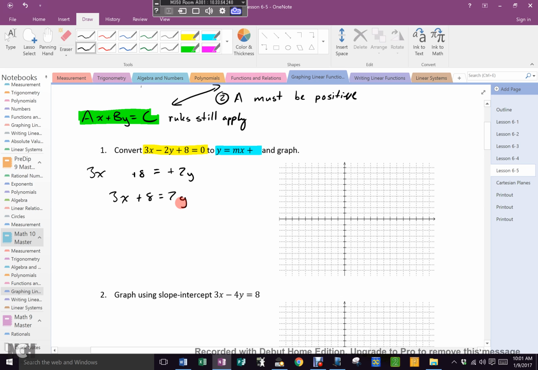What's the last thing I need to do? Divide by 2 to get y by itself. What else divides by 2? Everything. Hey, 3 doesn't divide by 2, so I leave it as a fraction. 3 over 2x plus 4 equals y. Wait a minute. That I can graph without even thinking about, can't I? Where do I go? 4 on the y-axis, 1, 2, 3, 4.